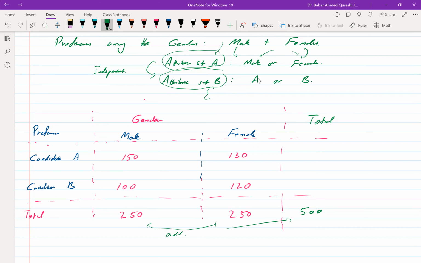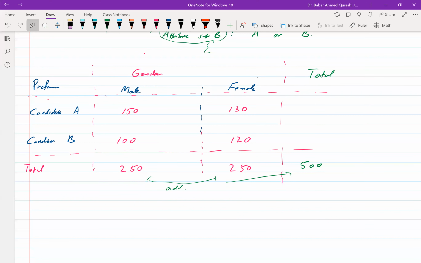I get this number. And if I look down here, this is the total of these two categories, candidate A and candidate B. So 150 males prefer candidate A and 100 males prefer candidate B. So I got this number, 250. Similarly, I can come down and if I add these two, I get this number.